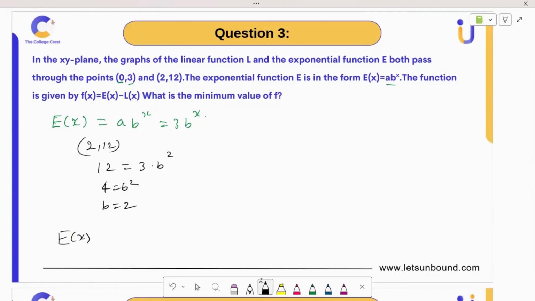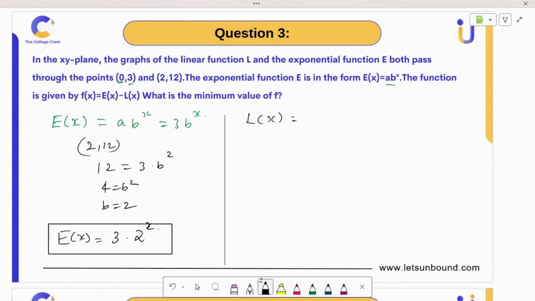Your E of x is 3 into 2 power x. Right, this is my exponential function. And L of x is linear function. You know how to find it. Mx plus b form. This is y-intercept. So your b is going to be 3. Mx plus 3. How will you find m? Yes, you've got 2 points. So you find the slope. 12 minus 3, 9. And it's going to be 9 by 12 minus 3 is 9. 9 by 2, x plus 3.